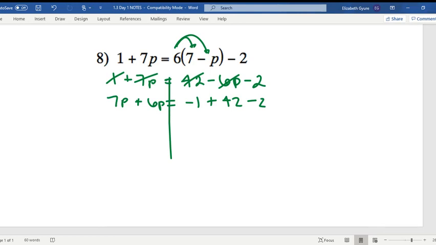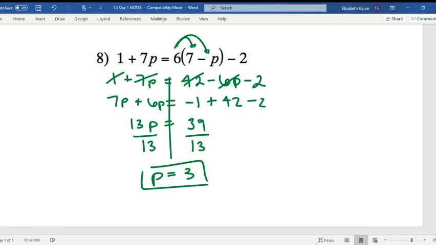Okay, 7p plus 6p is going to give us 13p equals, and the negative 1 plus 42 minus 2, I think is 39. Last step, divide that out, and you should get 3. And then you're done.